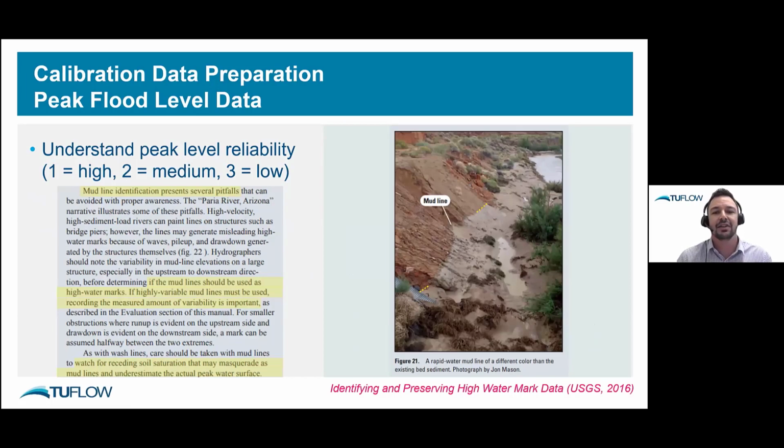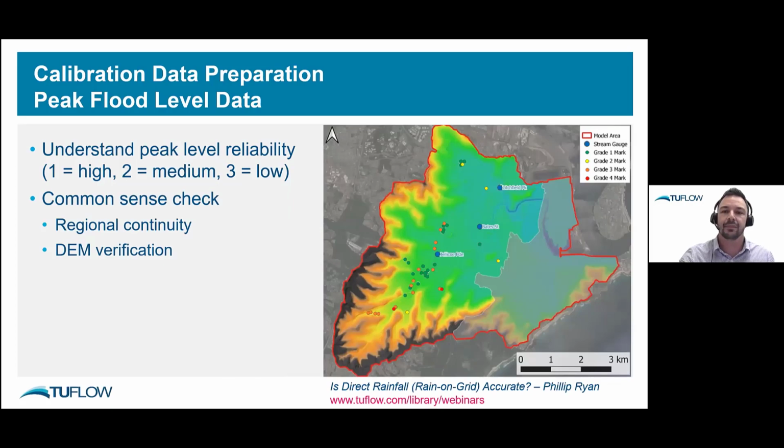The USGS just, I guess, puts out a warning here. Just be careful of receding soil, if saturating soil receding, because it can actually masquerade as a mudline from the flood, which would be inaccurate. At the end of the day, you'll get a whole range of different flood marks. This is an image from Phil's presentation again.